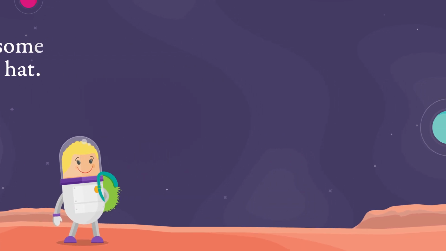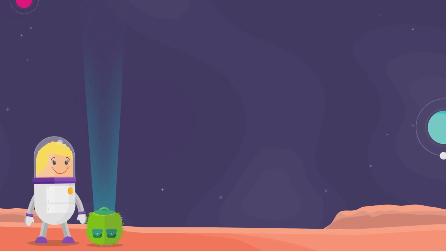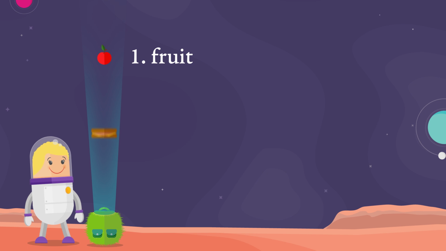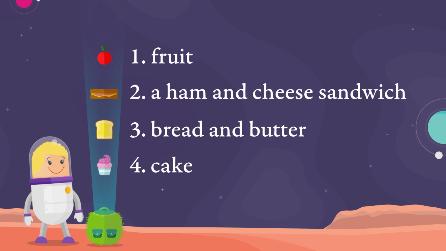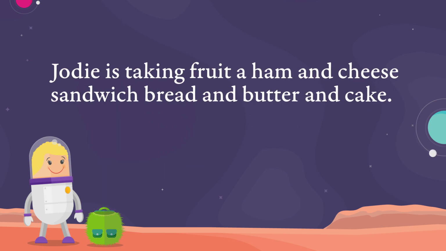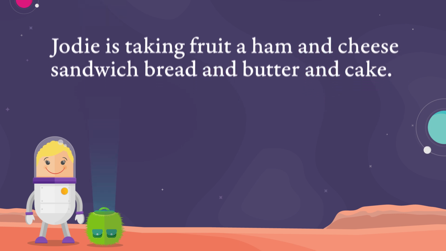Let's see what Jodie's taking. She's taking fruit, a ham and cheese sandwich, bread and butter, and cake. Let's put this list into a sentence and see where we need to put commas to separate the 4 items in Jodie's list. This sentence is a little trickier because there are 3 ands. We might need to see Jodie's list again to help us figure this out.